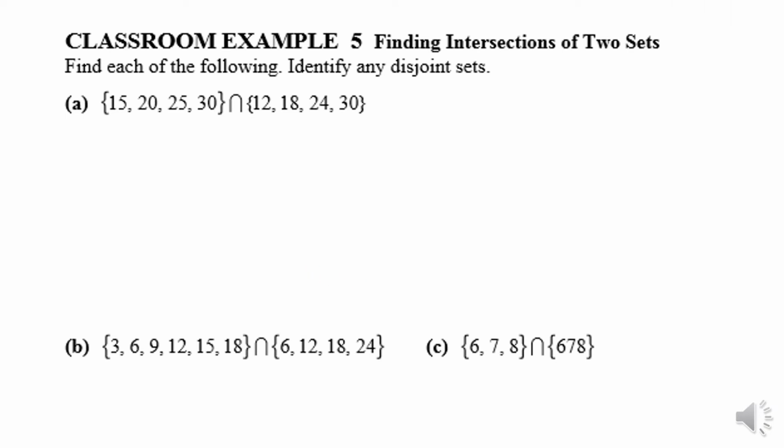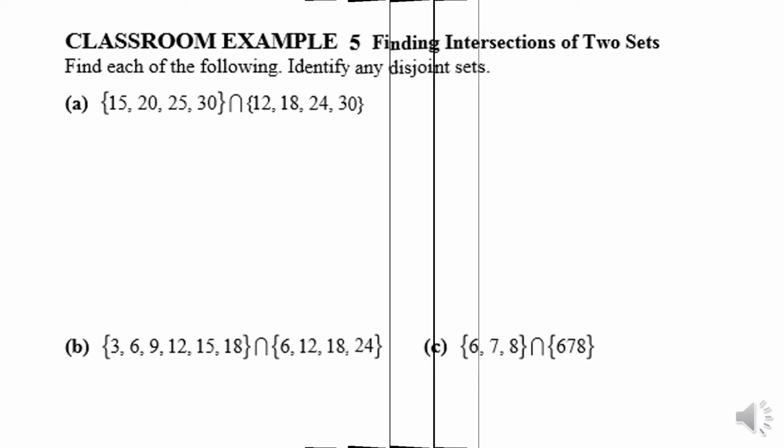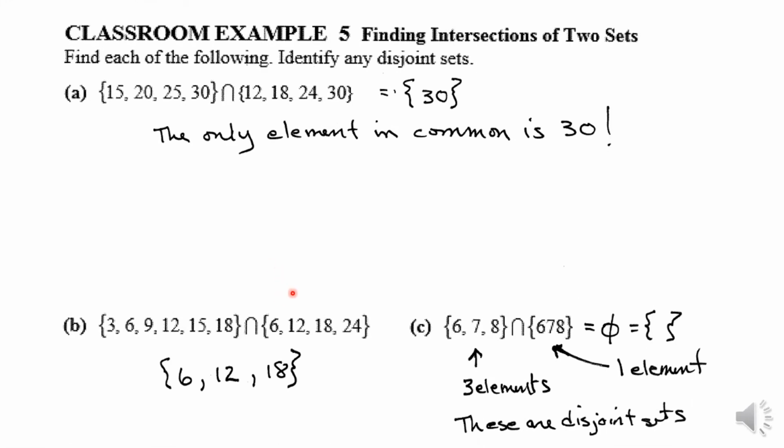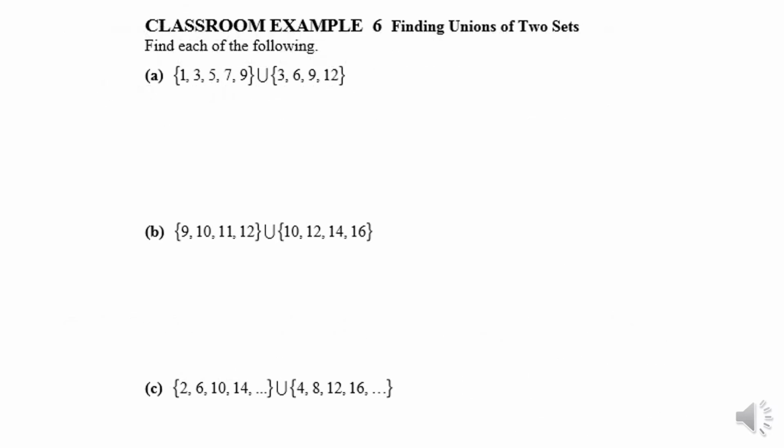Here we're finding the intersection of these two sets and identifying any sets that are disjoint, meaning they have no elements in common. And so here we find that the only element of the set in both of those sets is 30, so that is the intersection. Here 6, 12, and 18 are in both, and here these are disjoint sets because this is 3 distinct elements, and that is one element, namely the number 678, so those are disjoint sets.